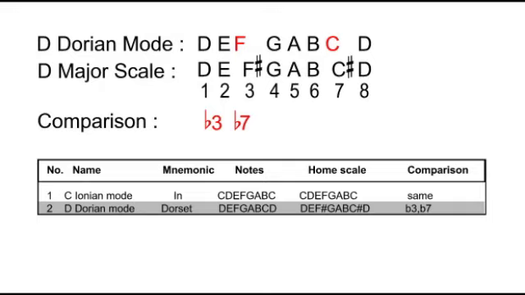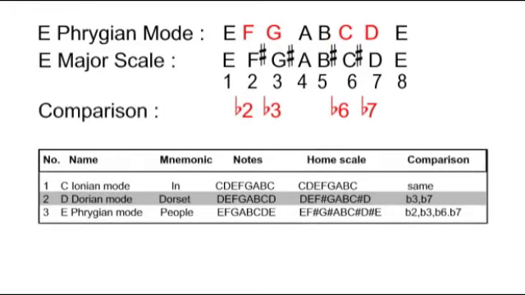So in the comparison column we have the formula flat 3, flat 7. For the E Phrygian mode, we compare the notes to the home scale of E major. You can see from the top of the picture that the Phrygian mode has 4 notes that differ from the major scale. The second, third, sixth and seventh note of the E major scale are all flatted to make the E Phrygian mode. So in the comparison column we have the formula flat 2, flat 3, flat 6, flat 7.